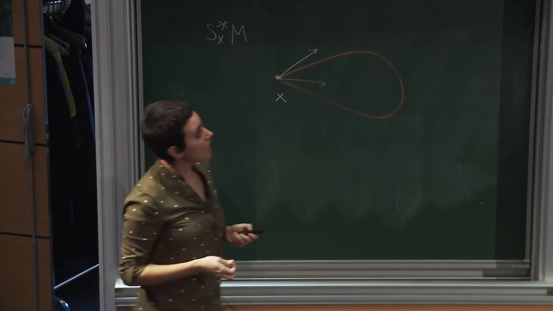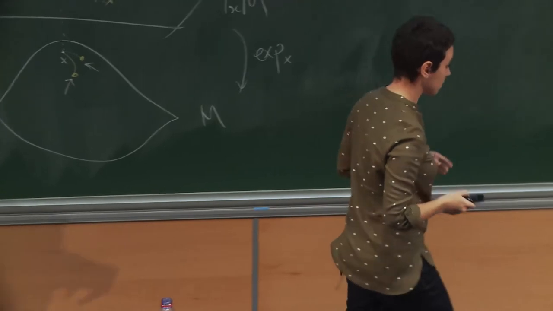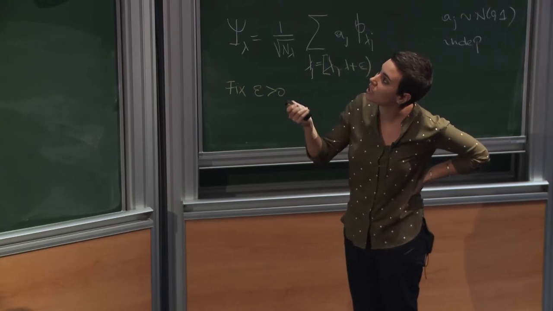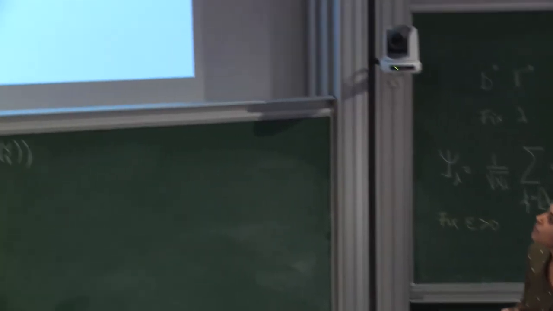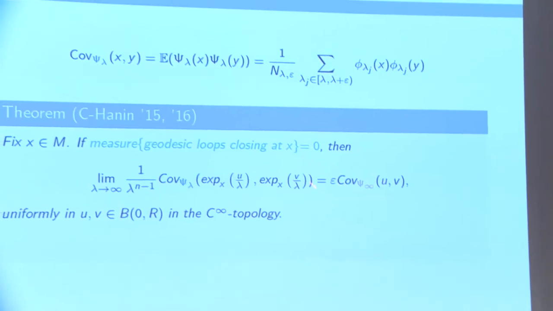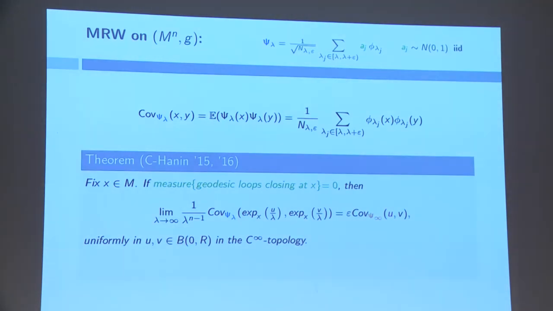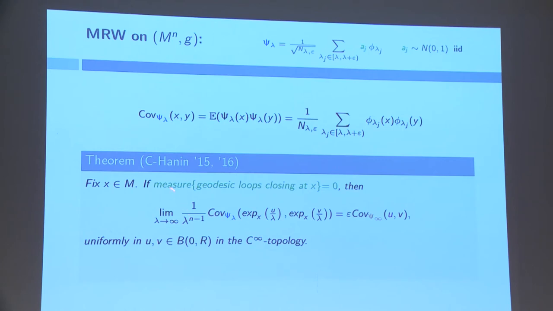Under that assumption, what we proved together with Boris Hanin is that we have a limiting function for this rescaled two-point correlation for psi lambda. So the assumption is that if you fix the point x, the measure of geodesic loops that close at x has to be zero. Under that assumption, we can control this; the lambda to the n minus 1 shouldn't be there, cross it out. The limit of this rescaled covariance function is also going to be the two-point correlation function for a field.